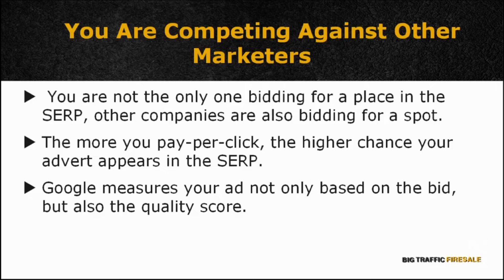When you choose to venture into the Google AdWords scene, bear in mind that you're not the only company wanting to serve adverts for that particular keyword or keywords. Other companies with similar niches can also bid for a spot in the SERP. The truth is, if you want your ad to appear at all, you would have to compete against other marketers. The more you pay per click, the higher chance your advert appears in the SERP. However, unlike real-life bidding, it's not just the highest bid price that is taken into account for the projection of your ad. Google also measures your ad by quality score, which we will unravel in the next chapter.